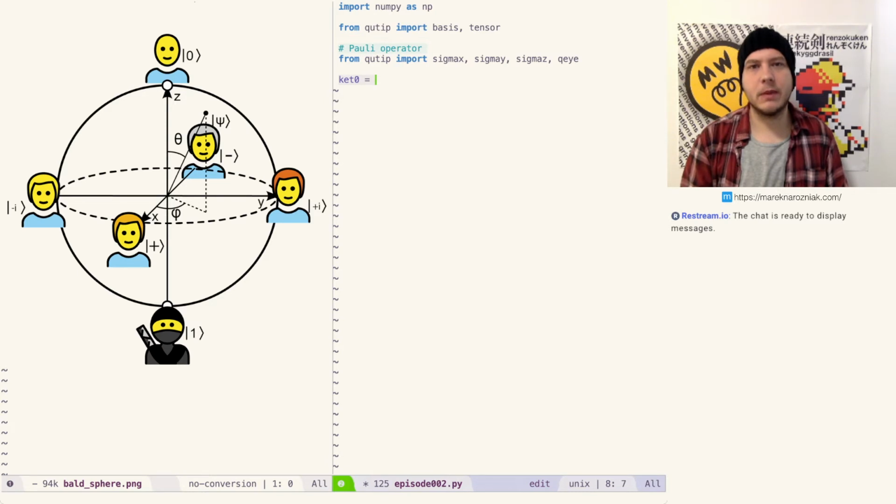The bald guy is the zero state in our convention. So bald guy state. And yeah, the ninja guy. cat1 equals basis 1.